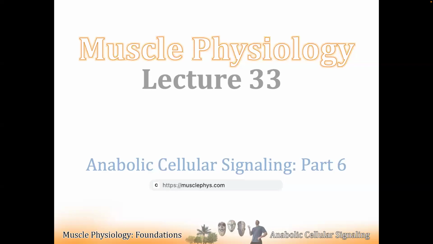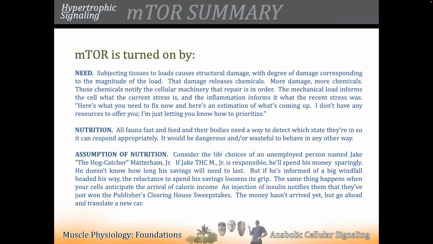This is lecture 33. It's part 6 of 7 of anabolic signaling. We're going to start getting into some applications. But as we've been doing, we'll pick up where we left off in the last lecture with some summarizing information. So this is a narrative summary of how and why mTOR gets turned on.